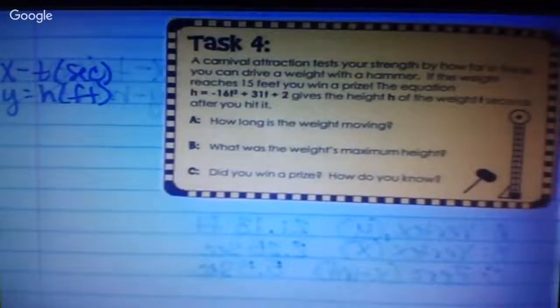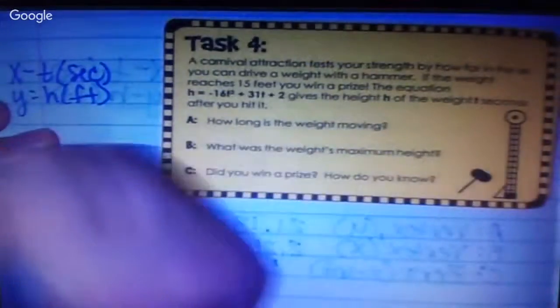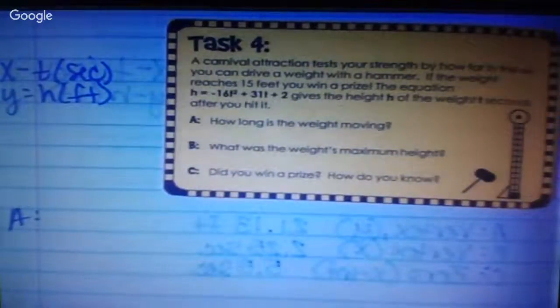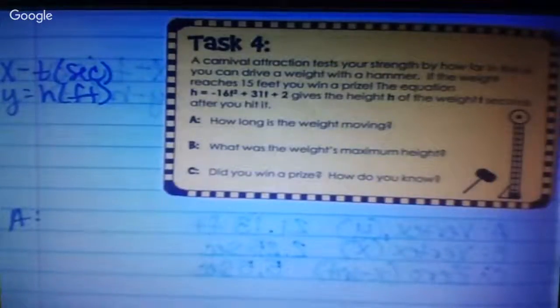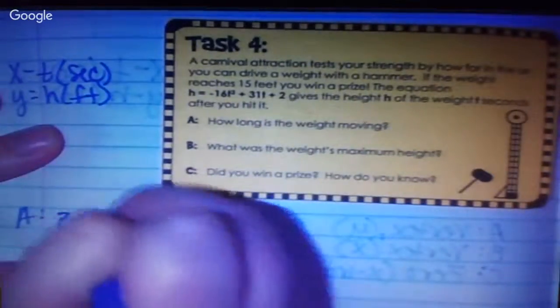Okay, so you're at the fair. You go over and you go, boom. Thing goes up and goes ding, and comes back down. When you plug this in, actually, let's talk about these questions first. A says, how long is the weight moving? I'm looking for a 0. Think about it. If the weight is no longer moving, where is the weight? On the ground. So that means I'm looking for the 0.